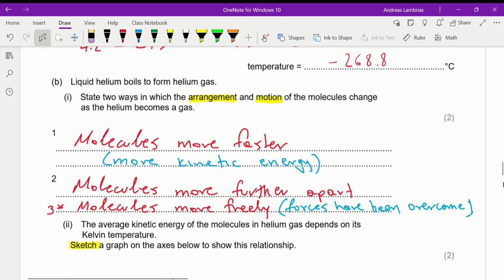There are 2 points for this question. 1 point will go if you say something about the arrangement, and the second will go if you say something about the motion. Since I'm heating the liquid helium up in order to boil it, I'm providing thermal energy. This thermal energy becomes kinetic energy in the particles, and therefore the molecules move faster. And as we already discussed, the molecules will move further apart when it comes to gases. And the forces are not there anymore, therefore the molecules move randomly and freely.